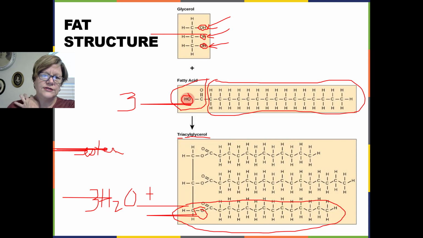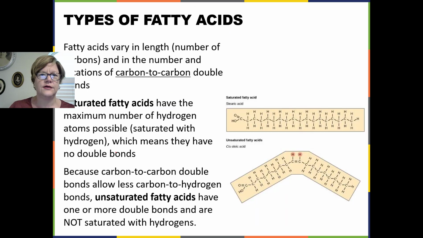All right, so the ester bond is what holds the fatty acid to the glycerol. So when those 3 fatty acids are bonded to the glycerol, we call it a fat, or a triacylglycerol, or a triglyceride. So the main variation in fats has to do with what kind of fatty acids they contain.